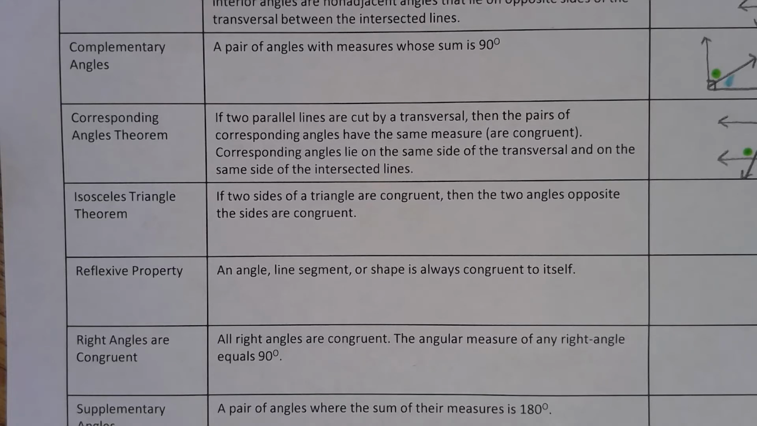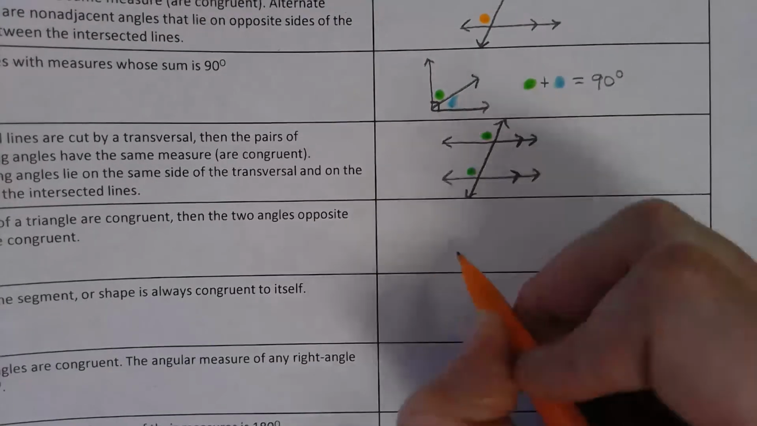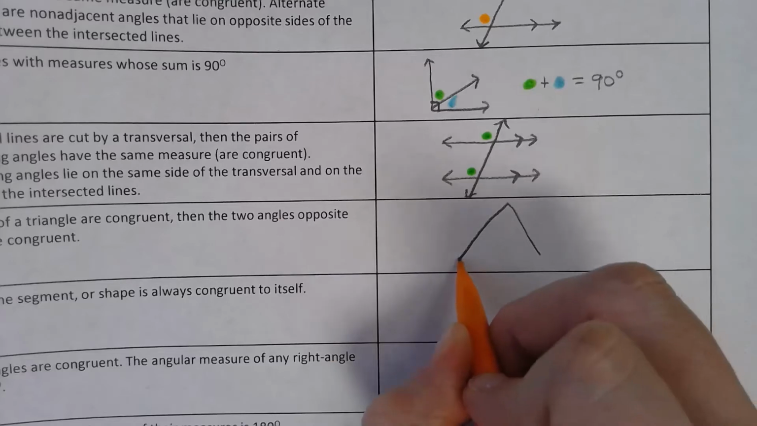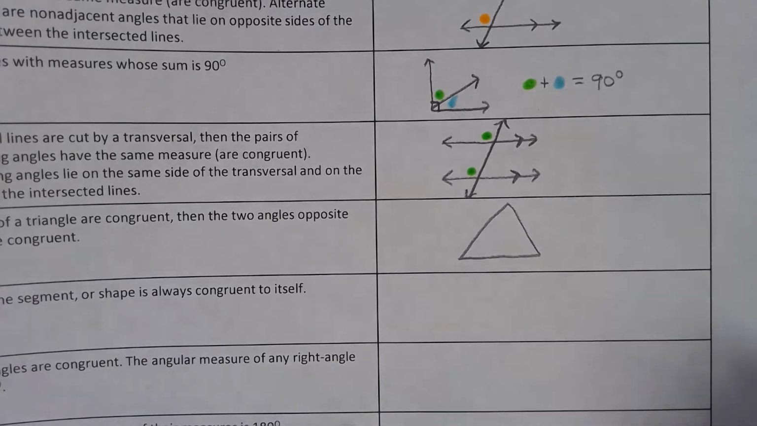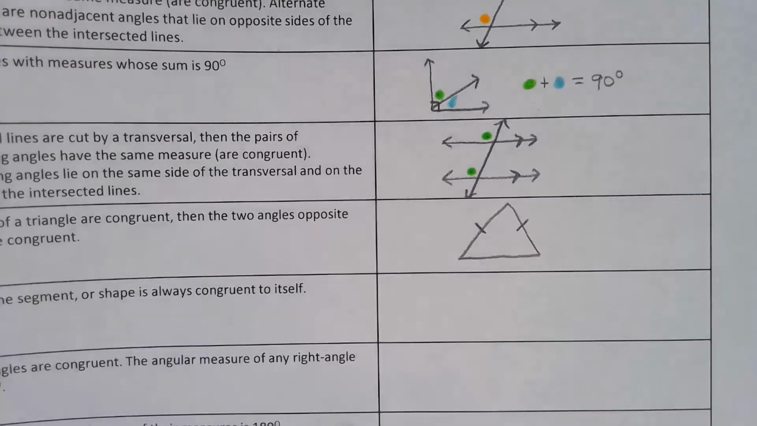Isosceles triangle theorem. For the isosceles triangle theorem, if two sides of a triangle are congruent, then the two angles opposite of those sides are congruent. So isosceles triangles have two equal sides. Let's draw ourselves a triangle here. We do want it to be an isosceles triangle, so that means we're going to make these sides equal.